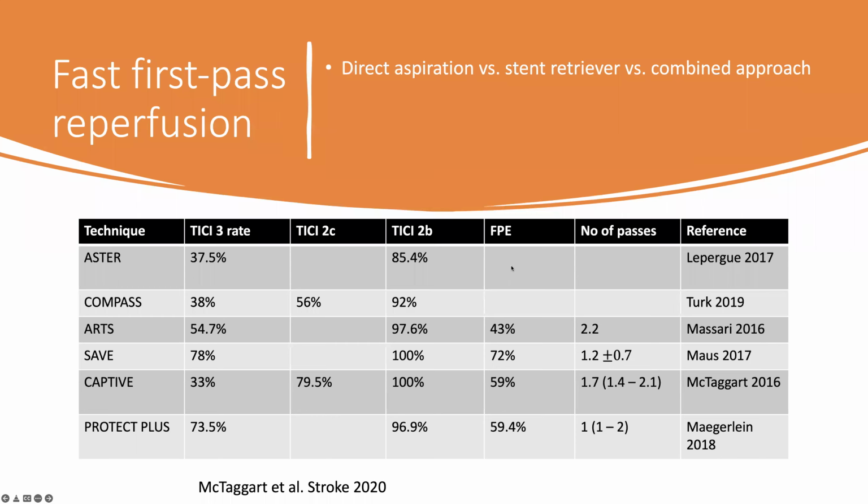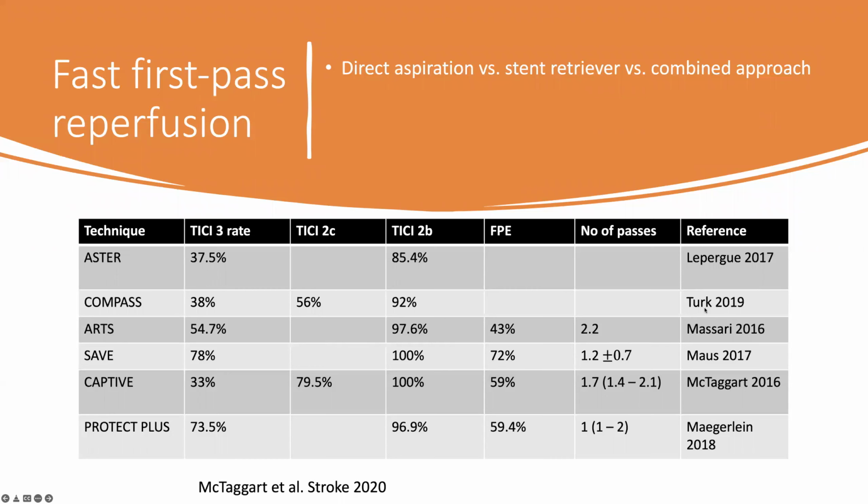ASTER and COMPASS didn't report the first pass effect in their trials. But you can see it ranges anywhere from 43% up to 72% with the SAVE, and the first pass effect is roughly about 60 to 70%. You can also see that in some of these trials they had to do more than one pass to open it up, because obviously they couldn't get it out. The first pass effect was 72% on this one, but it was about 60% in the other ones. And then these are the references here.